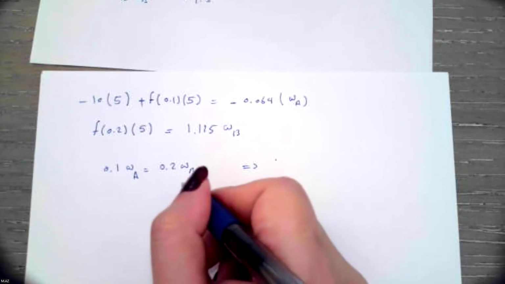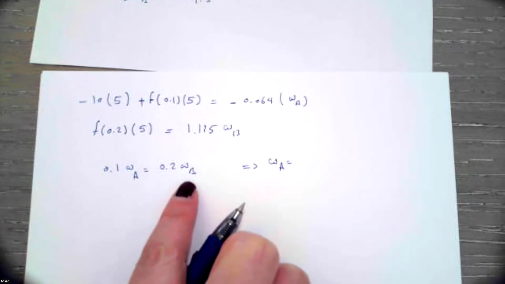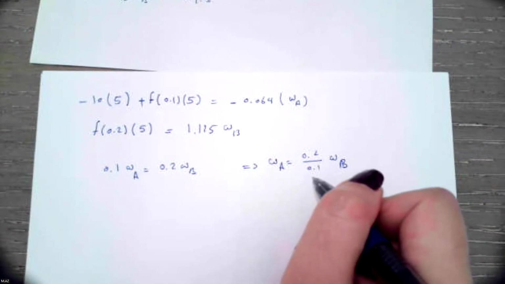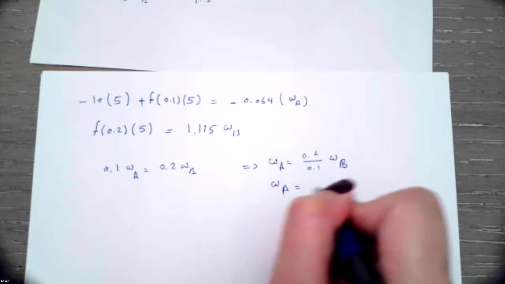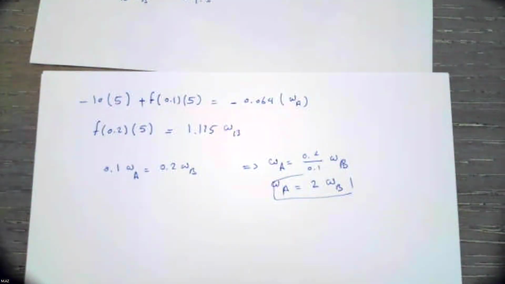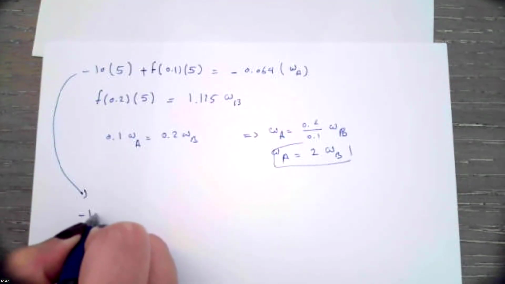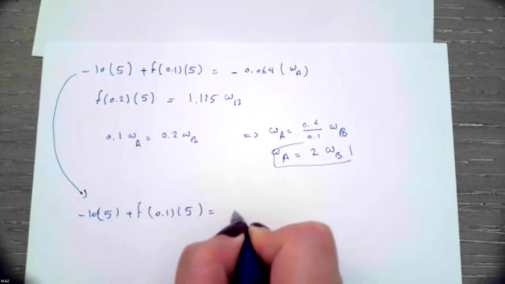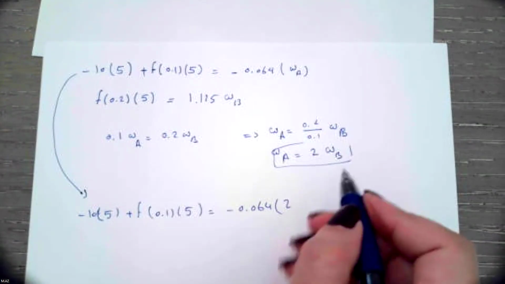For this reason, we can write omega A based on omega B, as 0.2 over 0.1 omega B. It means the angular velocity of gear A is 2 times that of gear B. Now we rewrite equation 1 based on this. Omega A is 2 times omega B.